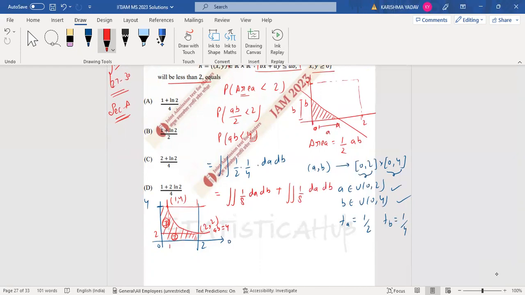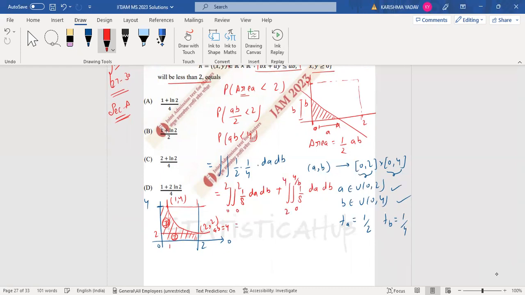If I take the limit for the first region, then A is going from 0 to 2, and B is going from 0 to 2. And what is the limit for the second region? A is going from 0 to 4 by B, since AB equals 4, so A equals 4 by B. So it is 0 to 4 by B, and B is going from 2 to 4 for the second region.